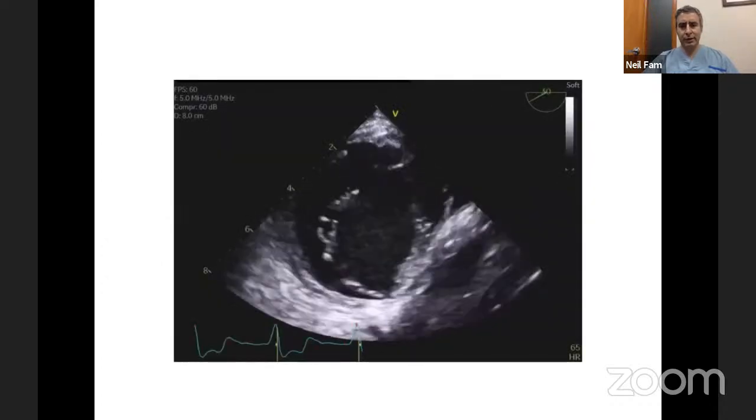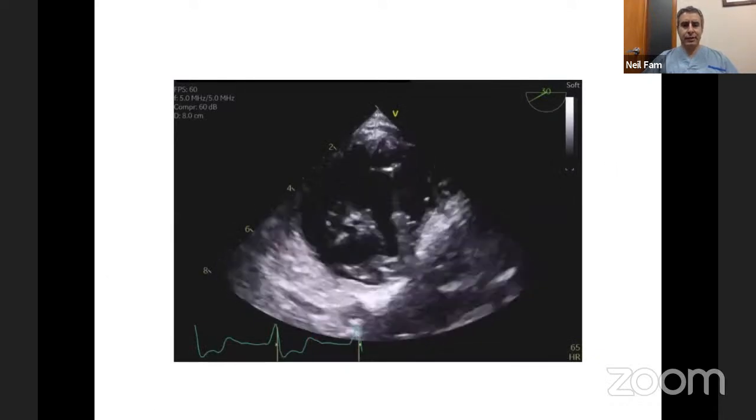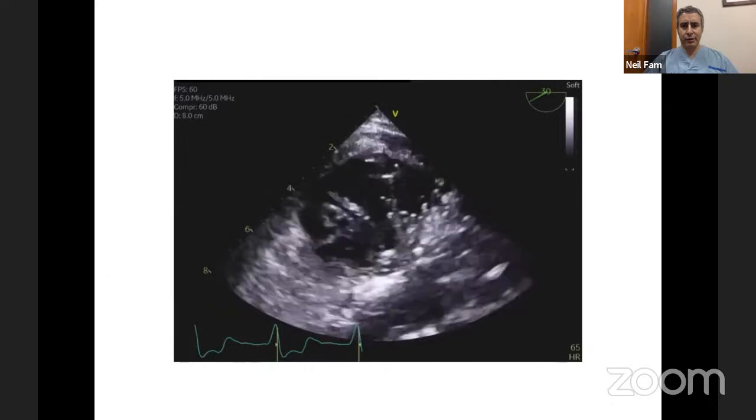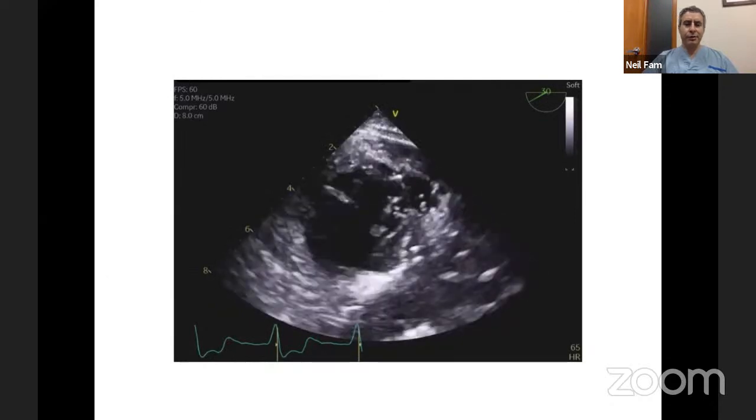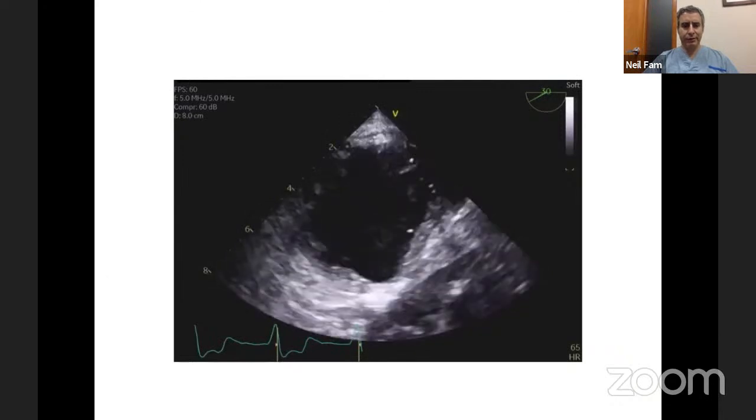And so focusing on the tricuspid valve, this is one of the most important echo views. It's the short axis transgastric view. And as you can see, even before we put color Doppler, there's a significant coaptation gap in the middle of the valve.